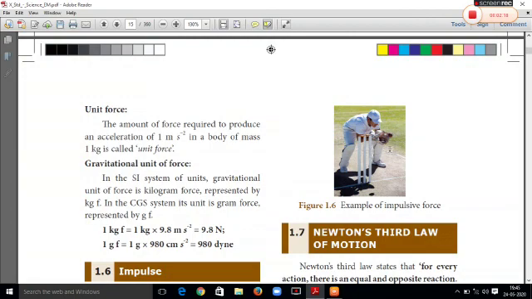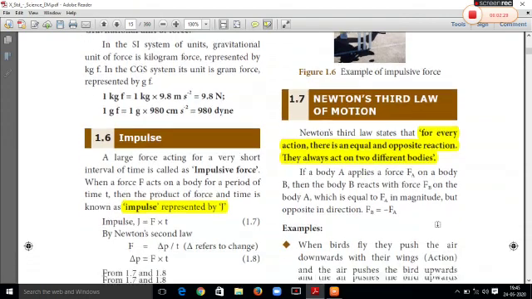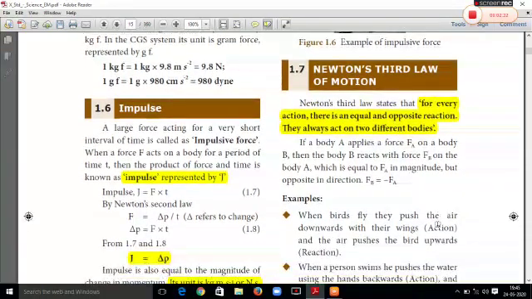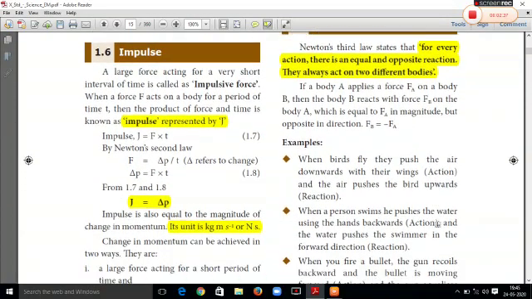Now, next topic, Newton's third law. Newton's third law states that for every action, there is an equal and opposite reaction. They always act on two different bodies. Let us take two bodies A and B. Body A applies a force Fa on body B. Then body B reacts with force Fb on body A. These two forces Fa and Fb are equal in magnitude but opposite in direction. That is, Fb is equal to minus Fa.